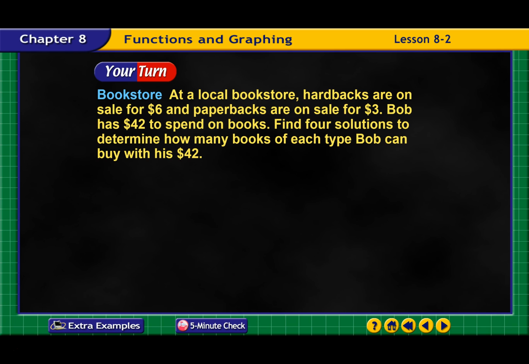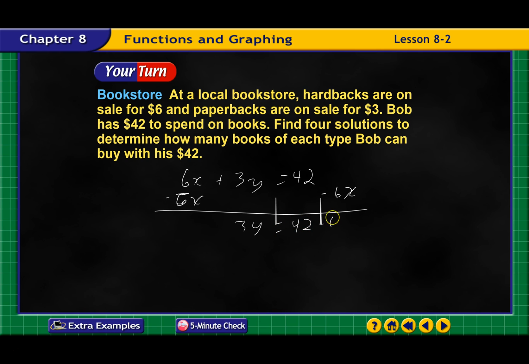All right. Cool. All right, at a local bookstore, hardcover books are sold for $6, paperbacks for $3. Bob wants to spend $42 on books. Find 4 solutions to determine how many books of each type he can buy. So I'm just going to call it x and y, just to make life easy. So he can buy 6 dollars times x, plus 3 dollars times y, equals 42. I'm going to reorganize this: subtract 6x from both sides, which gives me 3y equals 42 minus 6x.